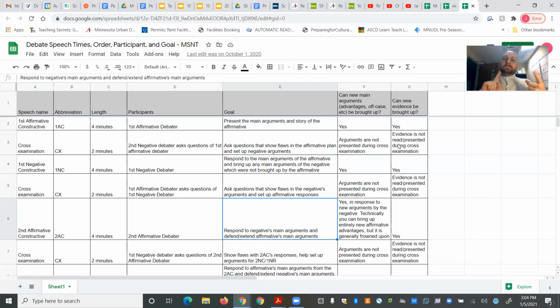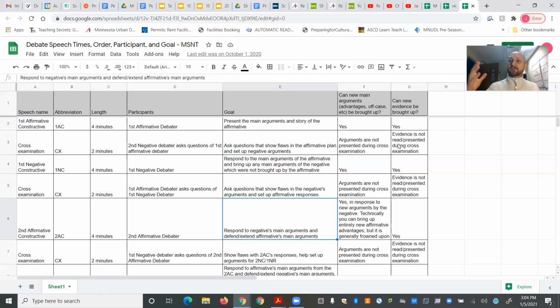The goal of the speech is to respond to the negative's main arguments and defend and extend the affirmative's main arguments. So if they attacked your plan, if they attacked your case, you have to figure out how they attacked you or where they attacked you, and then respond to that. And then, make sure you tell the judge the story of what your case is now.